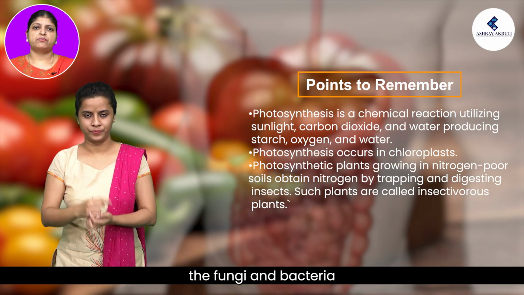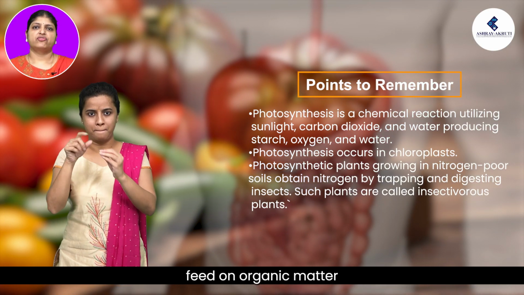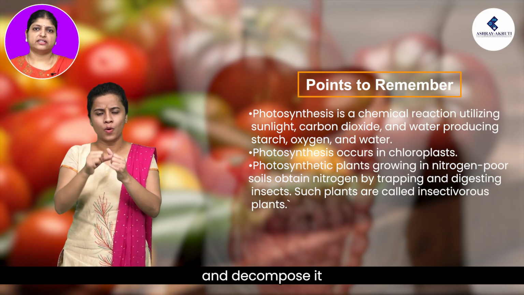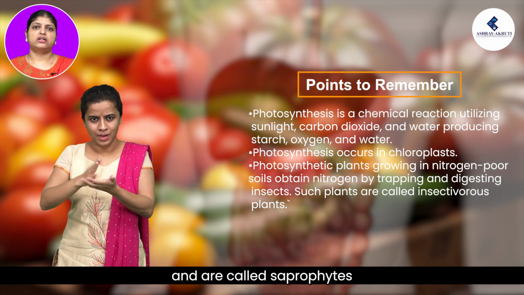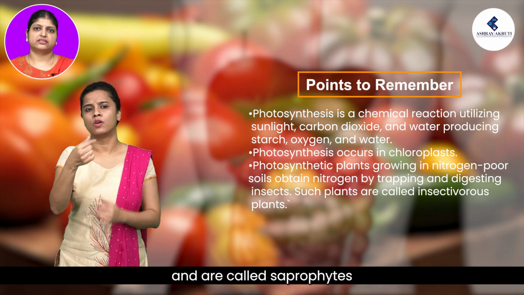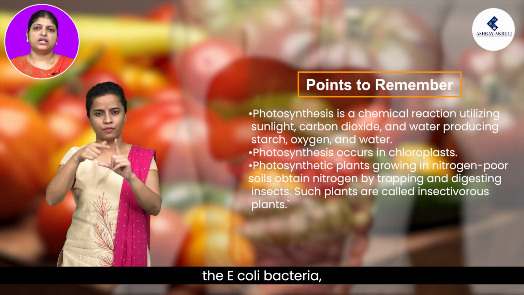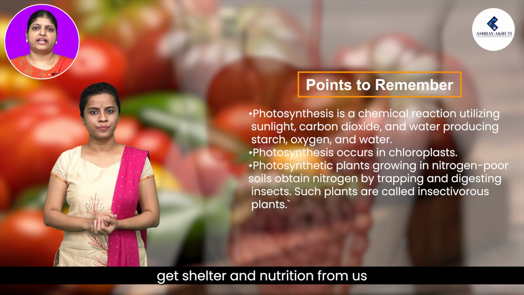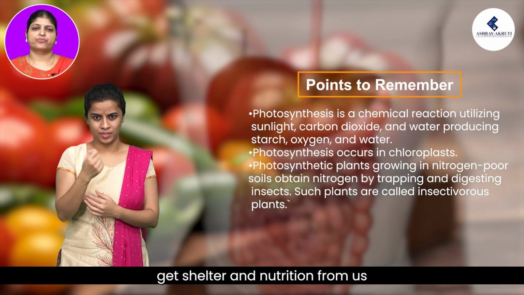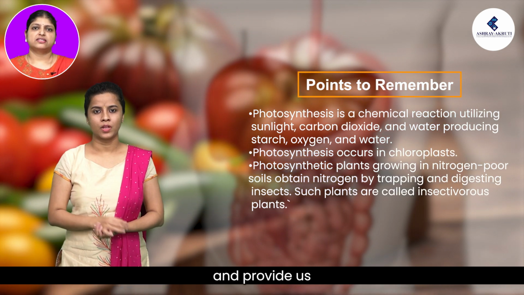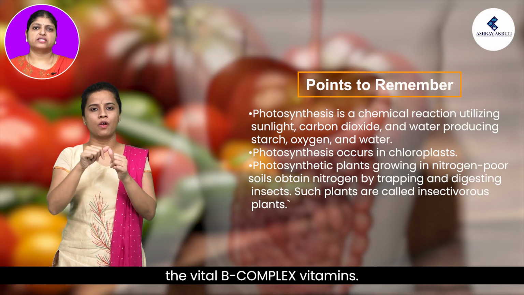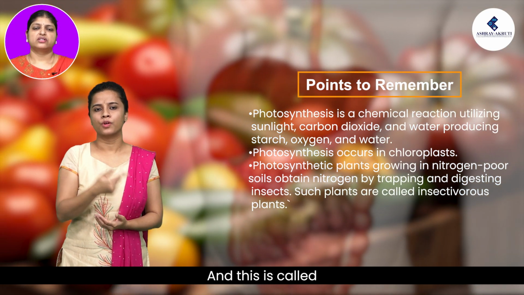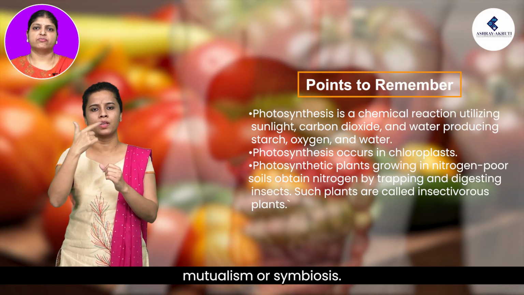The fungi and bacteria feed on organic matter and decompose it and are called saprophytes. The E. coli bacteria get shelter and nutrition from us and provide us the vital B complex vitamins, and this is called mutualism or symbiosis.